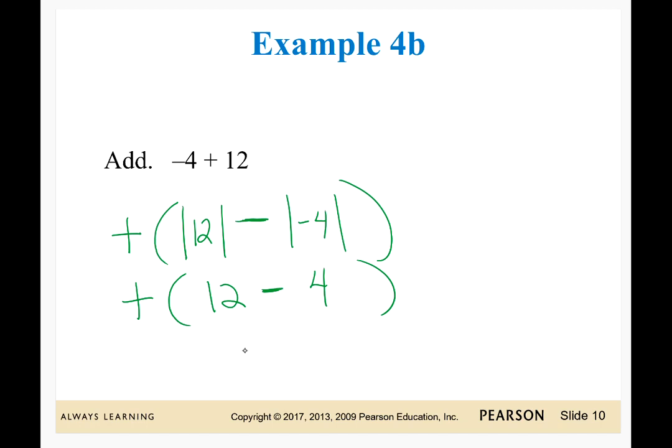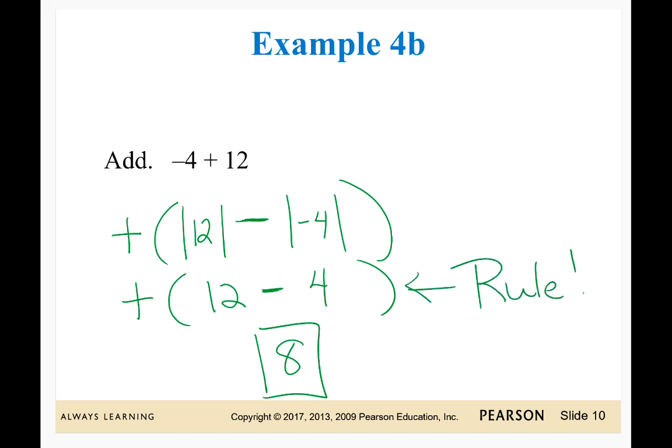So my final answer is positive, which you don't have to write down. 12 minus 4 is 8. So again, make sure that you are writing this line right here down, because that is the rule. I need to see that you know the rules.